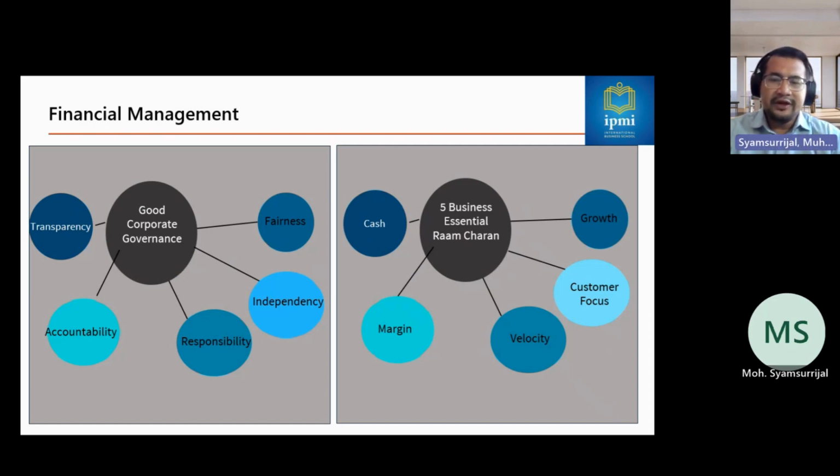You have to create a very good profit margin to make a profitable business. Profit margin is gross sales less cost, and a sustainable business creates a good profit margin. Third is velocity.